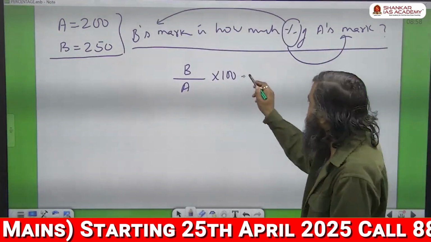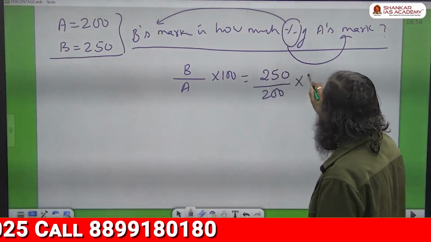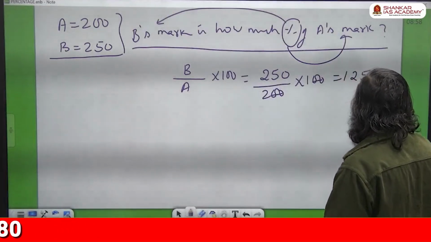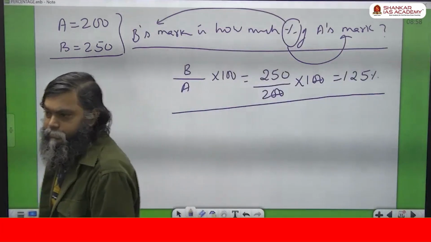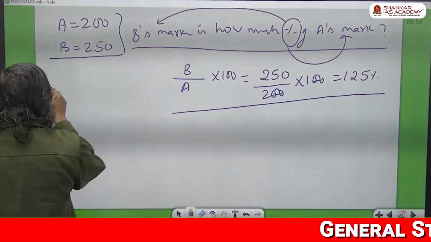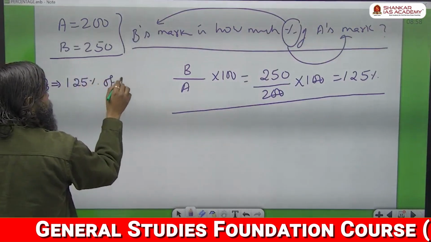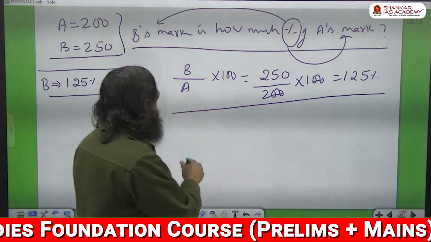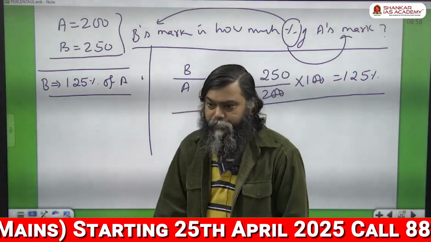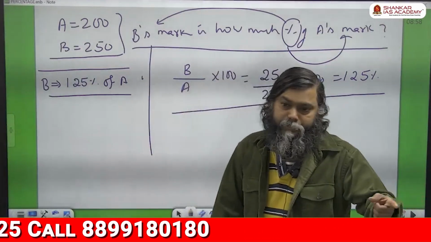So how much is B's mark? How much is A's mark? 200. Percentage means multiply by 100. So cancel, and you will get 125%. What is called 125%? B's mark is 125%. Okay. 125% of what? A's mark. Do you understand? Totally silent. How much is A's mark? Out of 200, how much is 125%? You will get 250. All understand.